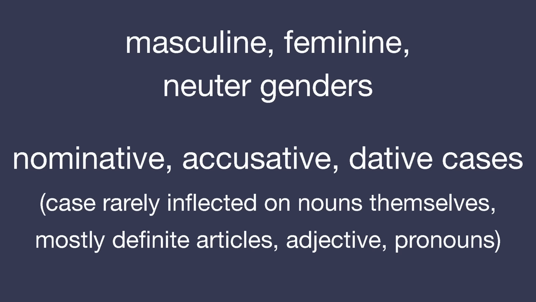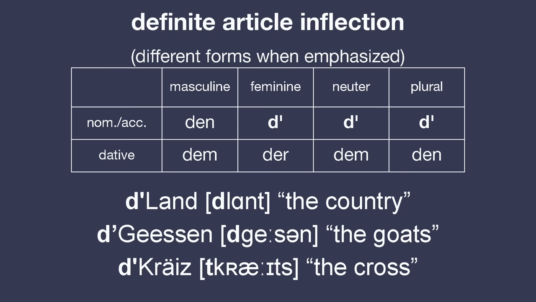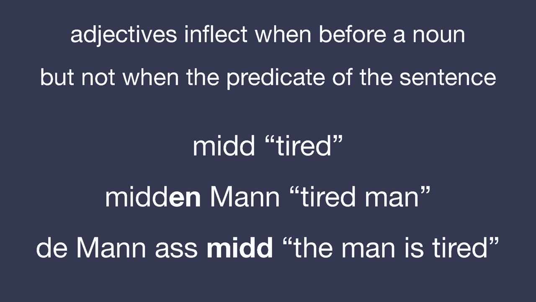Luxembourgish has the 3 grammatical genders from Proto-Germanic and has 3 grammatical cases, losing the genitive. Like in varieties of German, the definite article inflects, with one form being d, which forms new onset consonant clusters and can allophonically be t. It should be noted that while attributive adjectives inflect in Luxembourgish, adjectives don't inflect when they act as the predicate. The same can probably be said for most of the other Germanic languages.